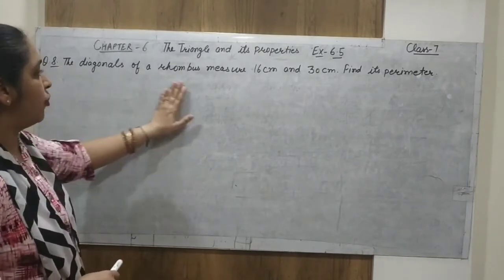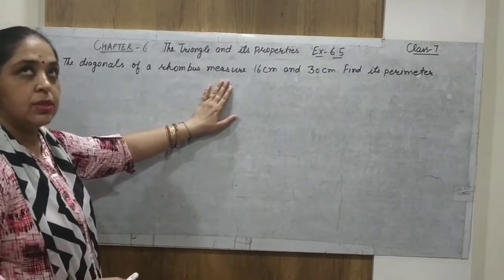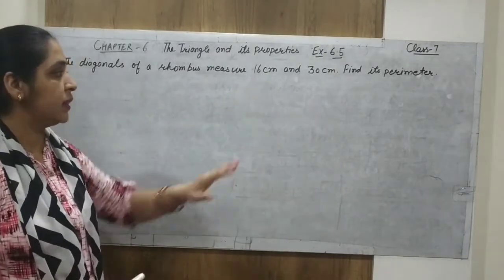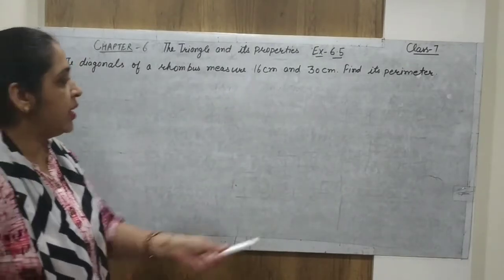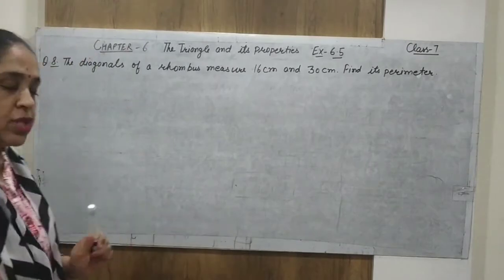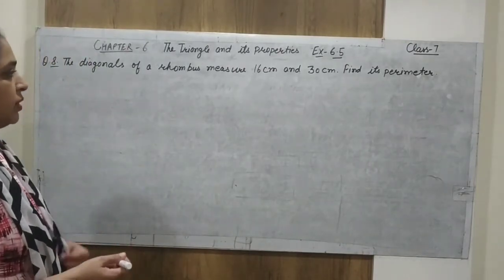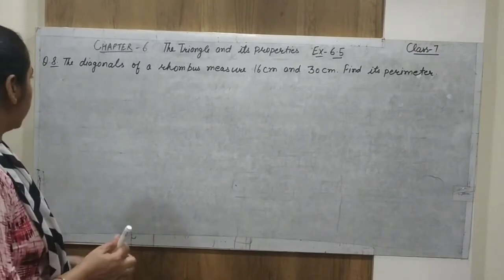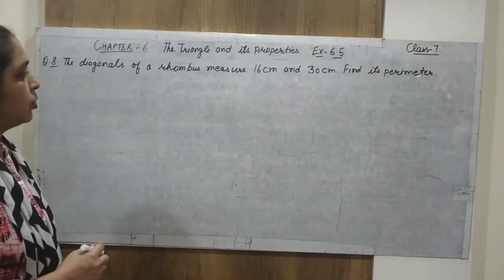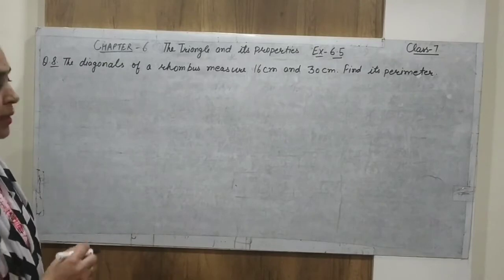The diagonals of a rhombus measure 16 centimeter and 30 centimeter. Find its perimeter. First of all, let us draw a diagram related to this and then we start with the question. So question is, the diagonal of the rhombus measures 16 centimeter and 30.